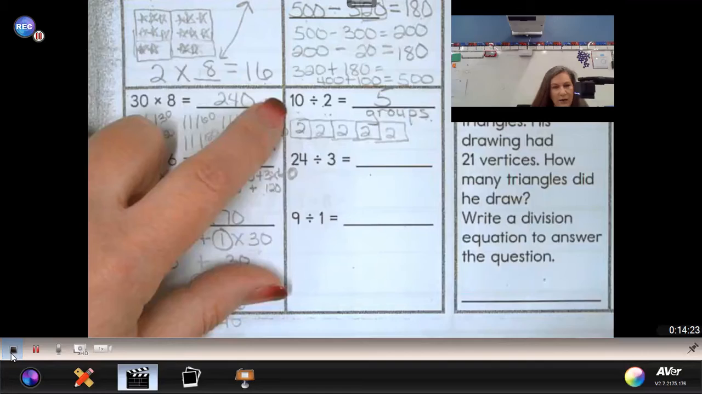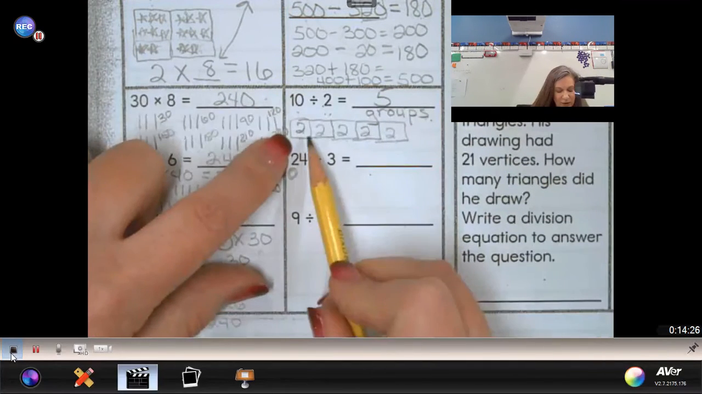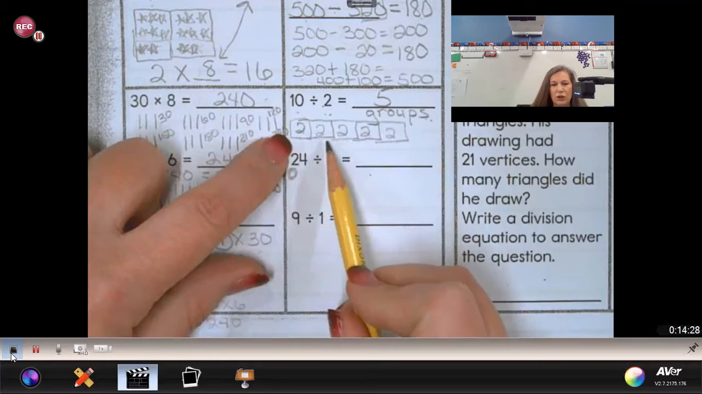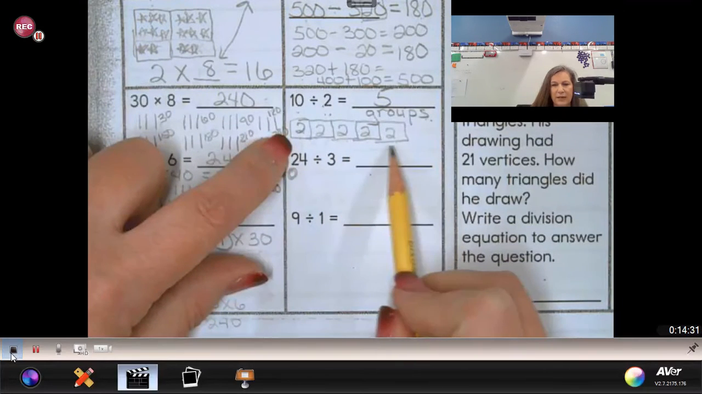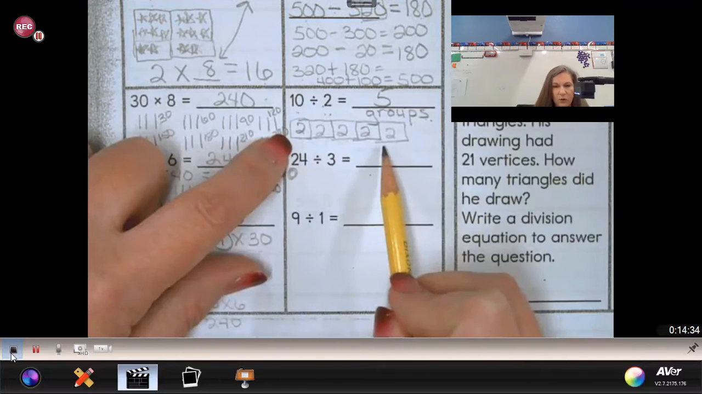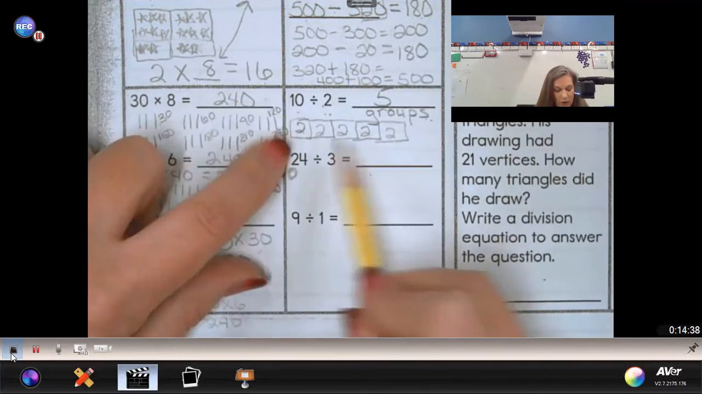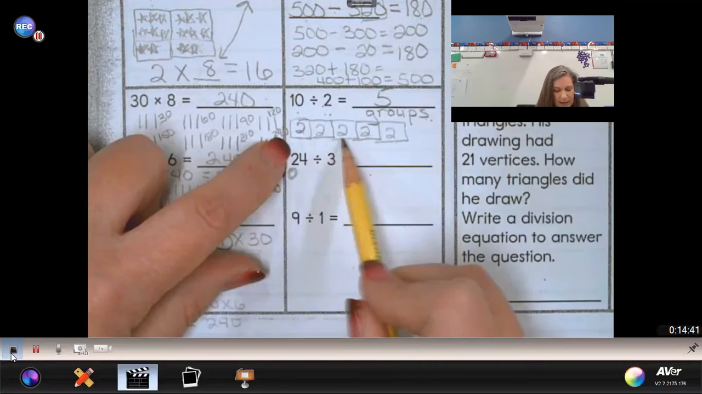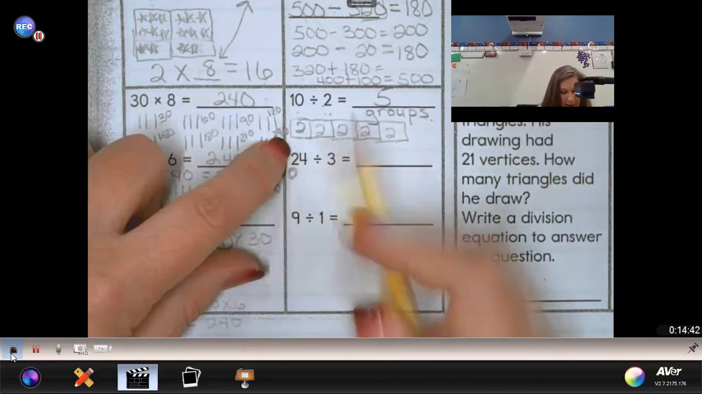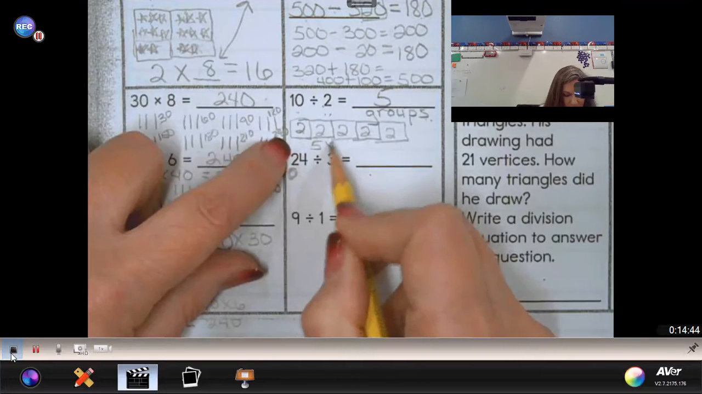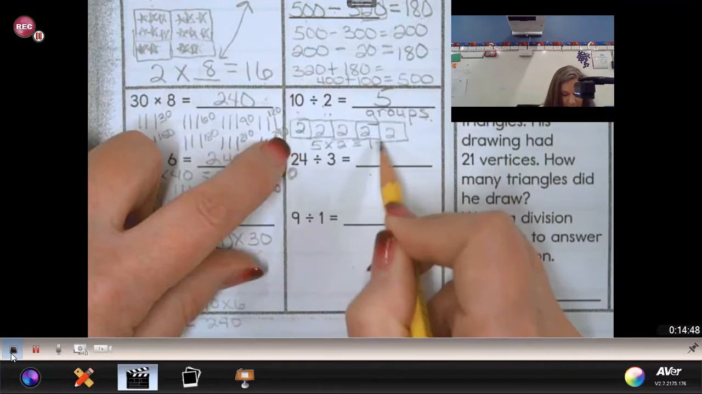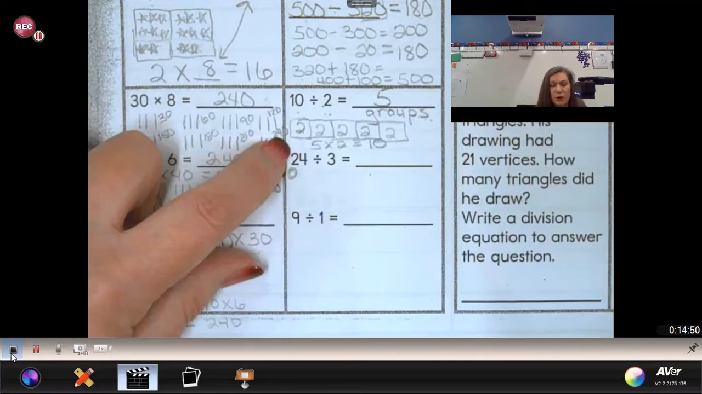Now you'll notice, again, we're going to talk about this as our lesson for today, that this looks much like a multiplication example or diagram. Now we can use our understanding of multiplication to help us with division. So if I count 2, 4, 6, 8, 10, I know that I have 5 groups of 2 to give me that 10 total. So I'm checking my division by using multiplication.